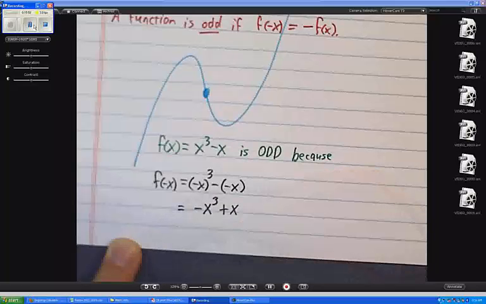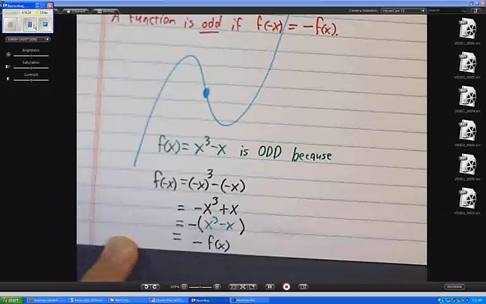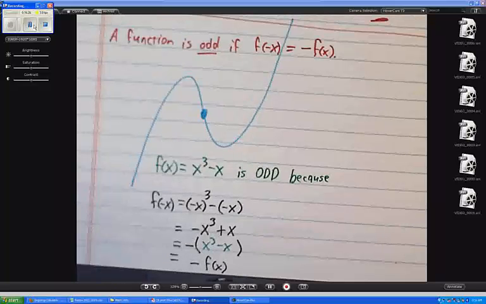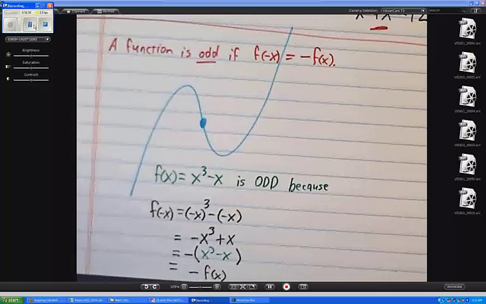And the question is, does that equal negative f of x? That's the question. Well, the answer is yes, because you can write that this equals negative, what would you be left with if you factored out a negative 1? x cubed minus x. You guys see that? So if you understand that, that's a good sign that we have an odd function here. You have to analyze f of negative x.